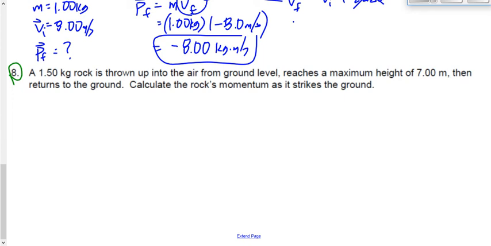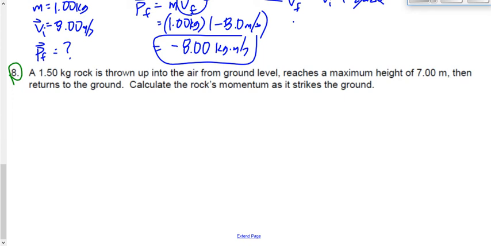What's the same about this question? Rock gets thrown up into the air, right? What's different about it? It gives us the height, and it doesn't give us the initial speed or velocity, right? So we're going to have to tackle it a little bit different because of that.